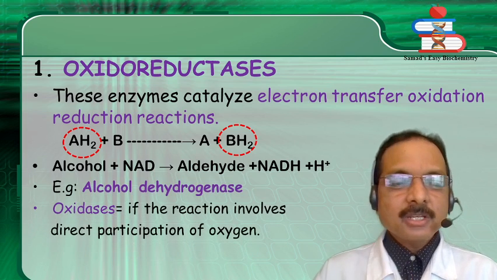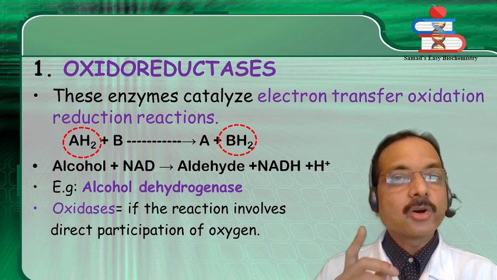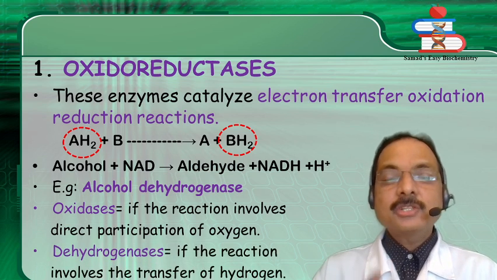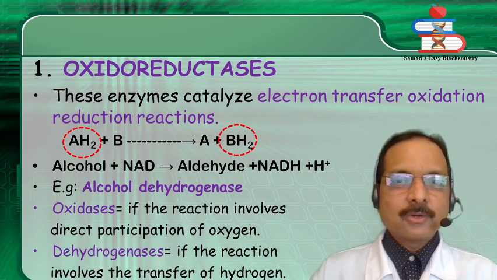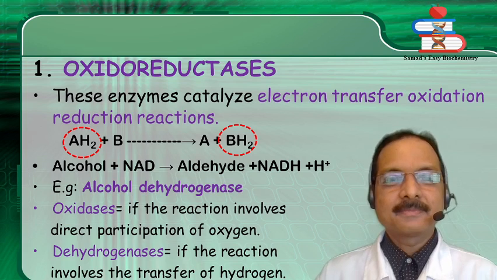If the reaction involves direct participation of oxygen, then enzymes are called oxidases. And if the reaction involves the transfer of hydrogen, then the enzymes are called dehydrogenases.